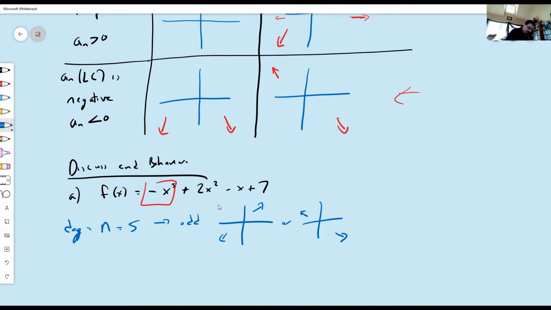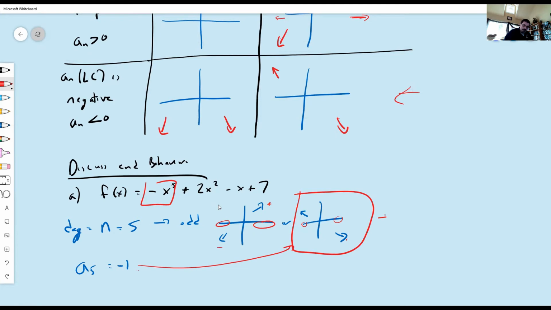And then you say, oh, what's my lead coefficient? A5 is -1. For odd cases, look at this: if your coefficient is positive, positive x gives you a positive y. Negative x gives you a negative y. If your lead coefficient is negative, you take the opposite. Positive x gives you negative y. Negative x gives you positive y. So we have a negative here, so we want this case.